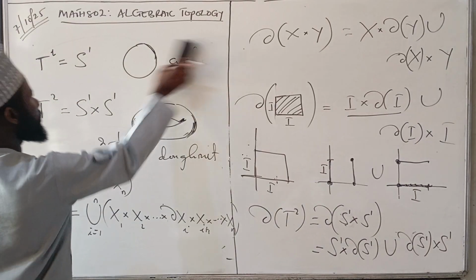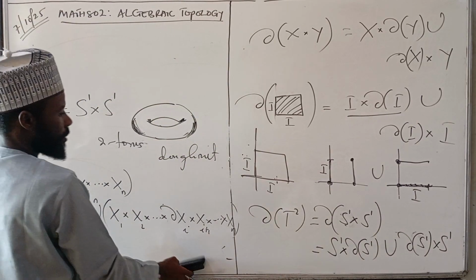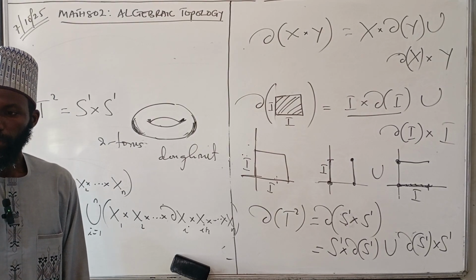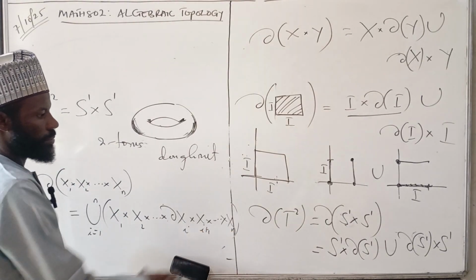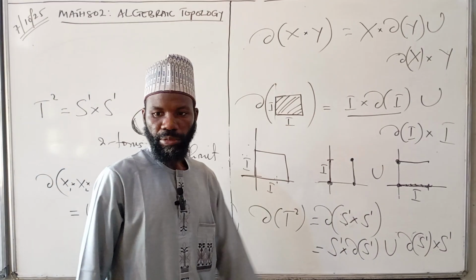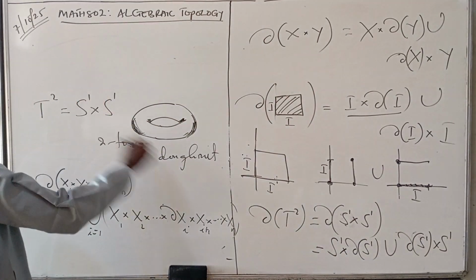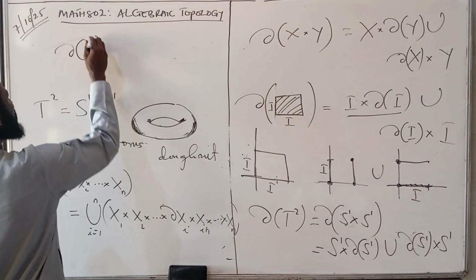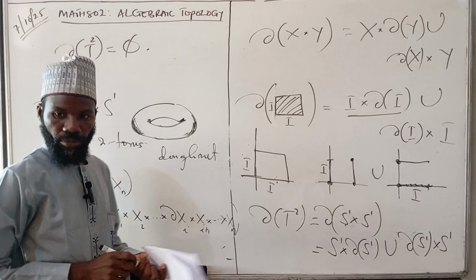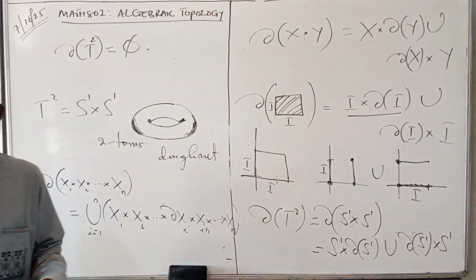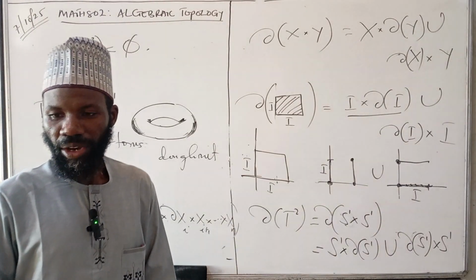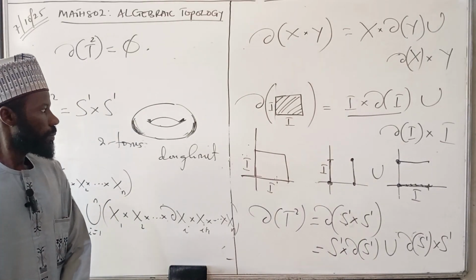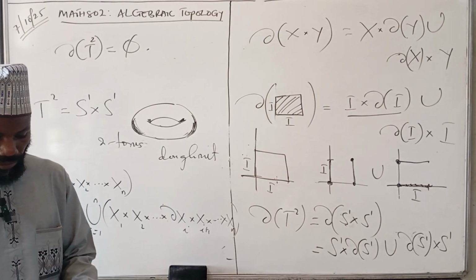But do you have anything in the boundary of S1? The circle, is it having a boundary? Does it have a boundary? The circle's boundary is empty. So S1 cross the empty set will still give you empties. So everything is empty there. Are you following? So actually the boundary of the torus is an empty set. It doesn't have a boundary, just like a cycle doesn't have a boundary. I hope it's okay. Is that okay? Okay.